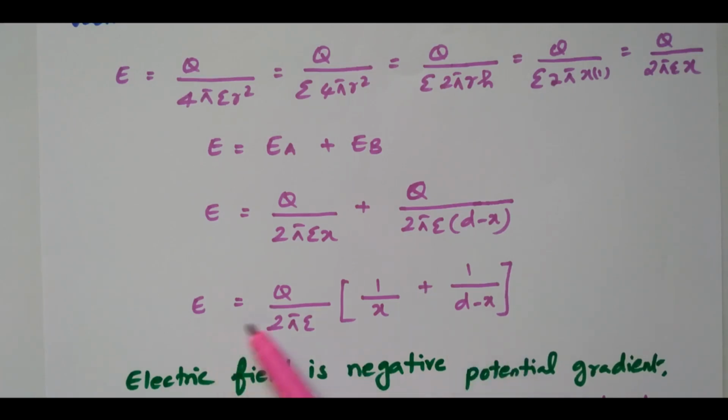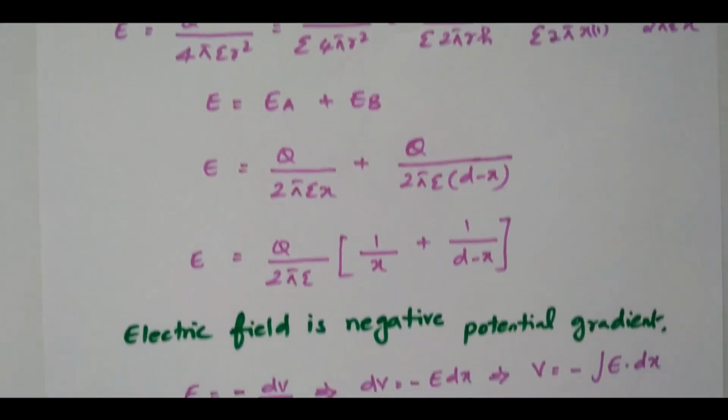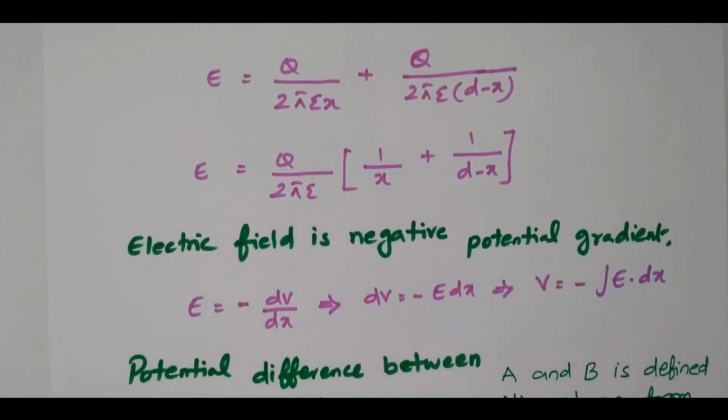Now we got the expression for electric field. From that we will go to potential, and from the potential we can find the capacitance. Then what is the relation between the electric field and potential? E equal to minus dV by dx. So dV equal to minus E into dx. From that, by integrating on both sides, V equal to minus integral E dot dx. This is a standard formula. From that we can find the expression for potential.